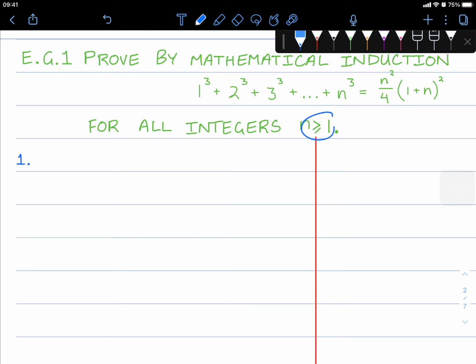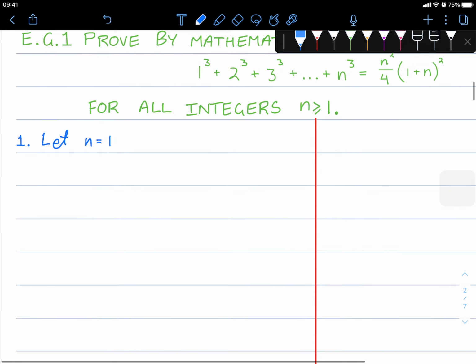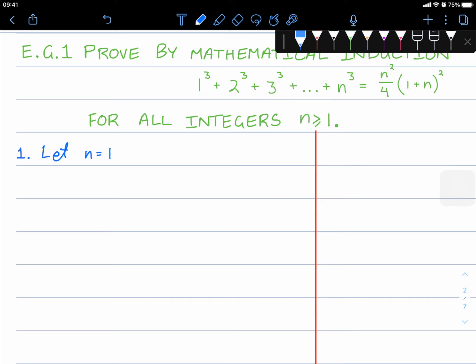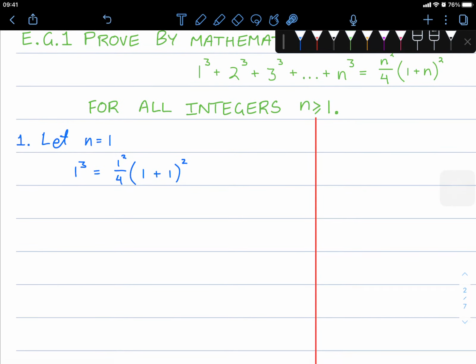We try and make sure it's true for even the smallest value in the domain, which is n equals 1. So we let n equal 1. Well, that's simple because we're adding all the way to n cubed. This is going to be 1 cubed equals, substituting 1 here, we get 1 squared over 4 times (1 plus n). You can substitute all of this into your calculator. 1 cubed is 1, that's nice and easy. This is going to be 1 quarter times 1 plus 1 is 2. 2 squared is 4. It's going to be 1 quarter times 4.